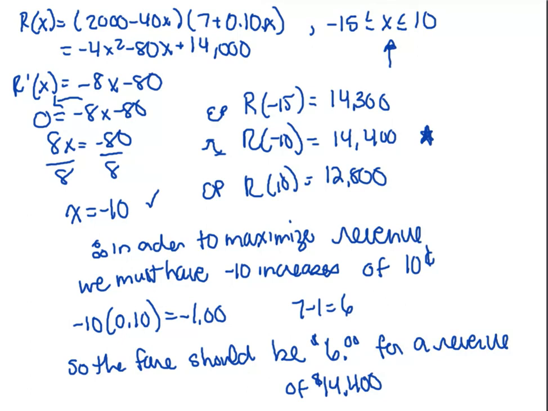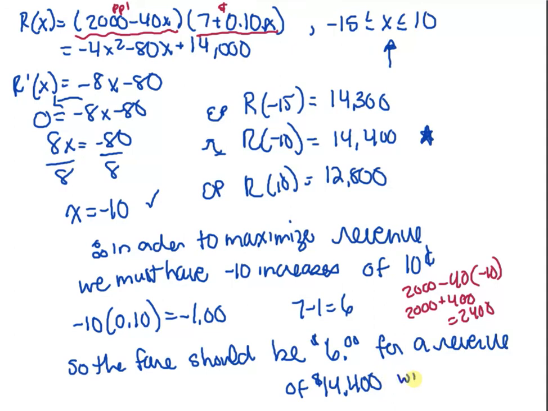And the number of passengers. This expression, 2,000 minus 40x, is for the number of people, and this other one is the cost. That's why I did 7 minus 1. So the number of passengers is 2,000 minus 40 times negative 10, so it's 2,000 plus 400. Okay, so the fare should be $6 for a revenue of $14,400 with 2,400 passengers.